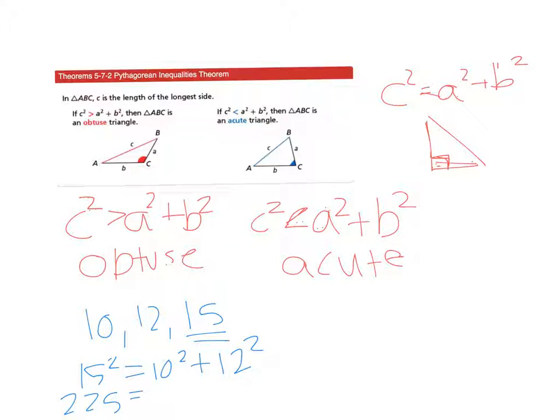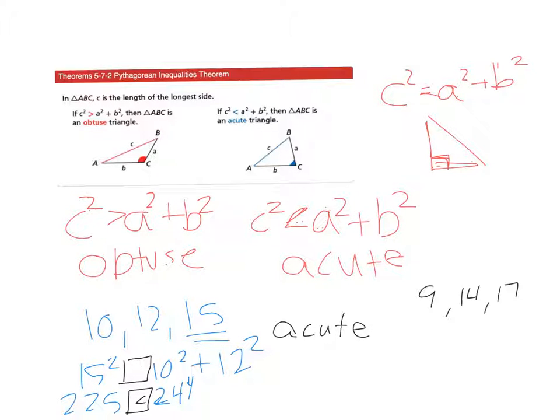225 compared to 100 plus 144, which is 244. Sorry, I don't want to have equals there, actually. Let me erase that. So when you were younger, there used to be little boxes here, and you would have to fill in with an equal sign or a less than or greater than. That's what's happening here. So 225, since it's less than 244, I know that represents an acute triangle. It's definitely not a right triangle. It would have to be equal. So since the c squared was less than the other two added together, it's an acute triangle.